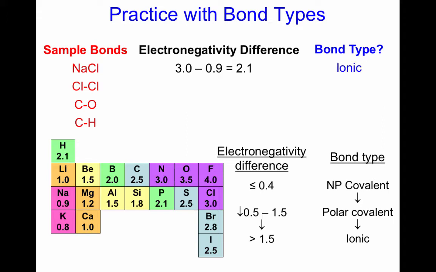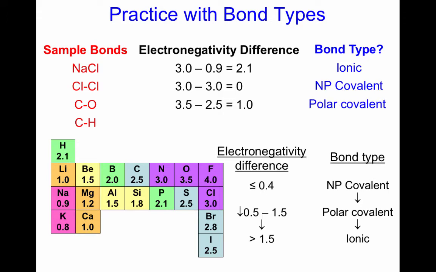The next one, you have two chlorines bonded together as a diatomic molecule, Cl2. So you would take chlorine, which is 3 minus 3 equals 0. So that has to be a non-polar covalent. Carbon and oxygen. Oxygen has a larger electronegativity, so that comes first, so 3.5, and then carbon is 2.5. You subtract them, you get 1. That falls into the polar range. And then C and H. Carbon has a higher electronegativity at 2.5 minus hydrogen at 2.1 gets you 0.4. So that is going to be on the boundary, or the 0.4, so that's a non-polar covalent molecule.